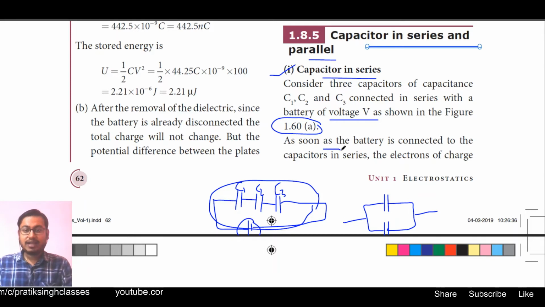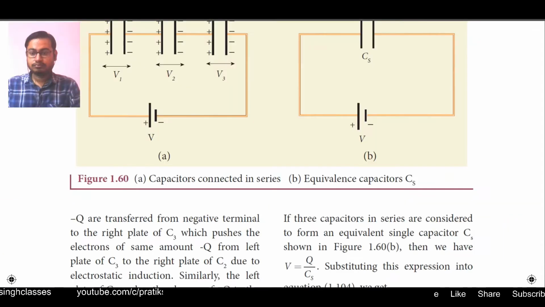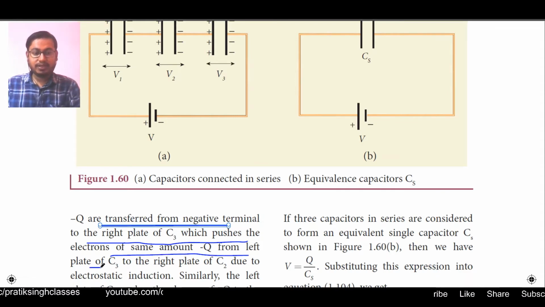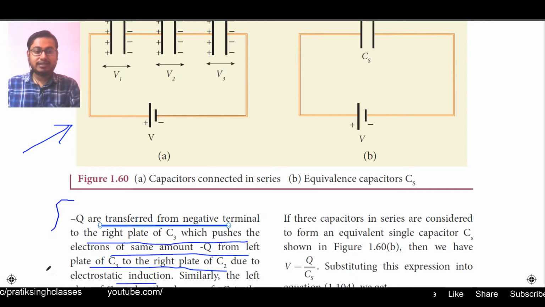Fine. As soon as the battery is connected to the capacitors in series, the electrons of charge minus Q are transferred from the negative terminal to the right plate of C3, which pushes the electrons of the same amount minus Q from the left plate of C3 to the right plate of C2 due to electrostatic induction. So what really happens here is, let us see this figure 1.60a and try to understand what are the things given here.